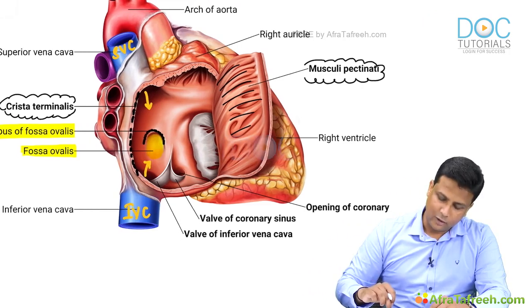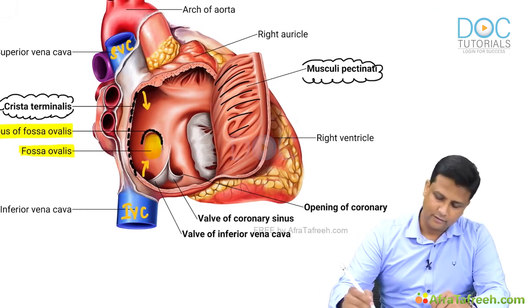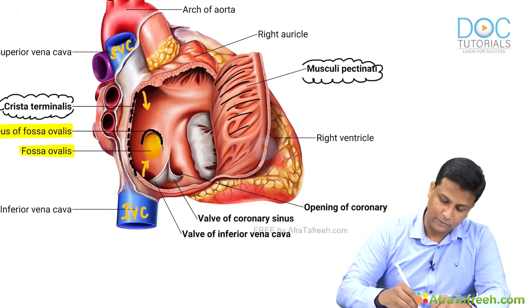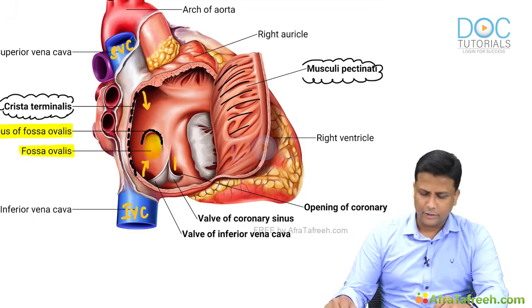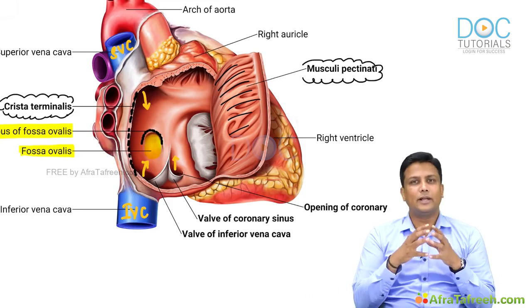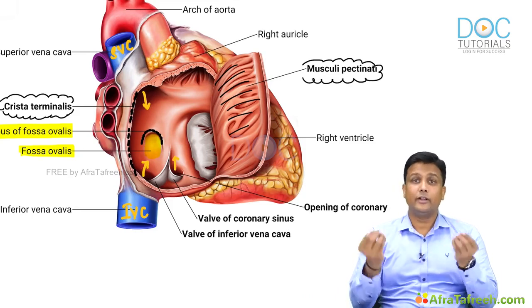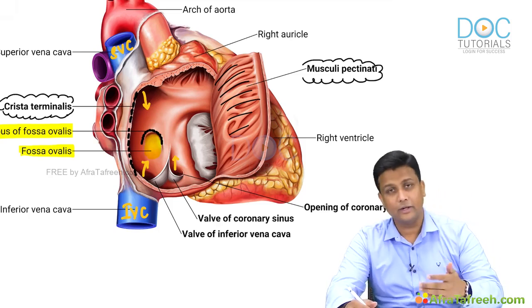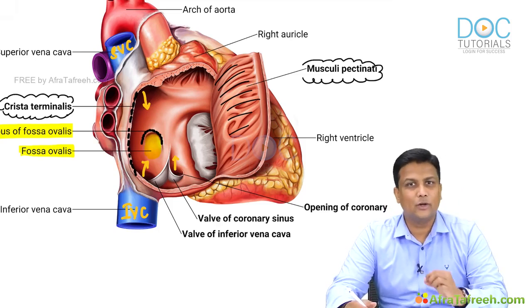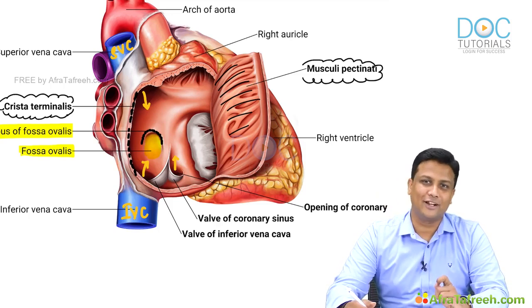Then the last and final thing I want you to understand here: there is one more opening, the opening of the coronary sinus. I told you that from the entire heart the blood will be collected by cardiac veins, and the cardiac veins will drain the blood into the coronary sinus, and the coronary sinus will drain the blood into the right atrium. So there you can appreciate the opening of the coronary sinus.